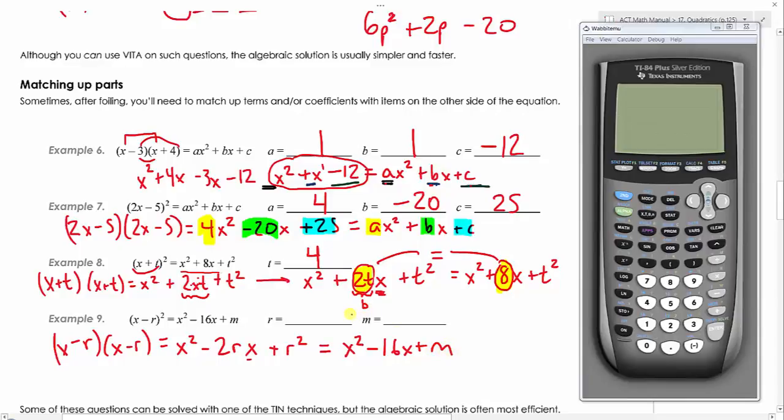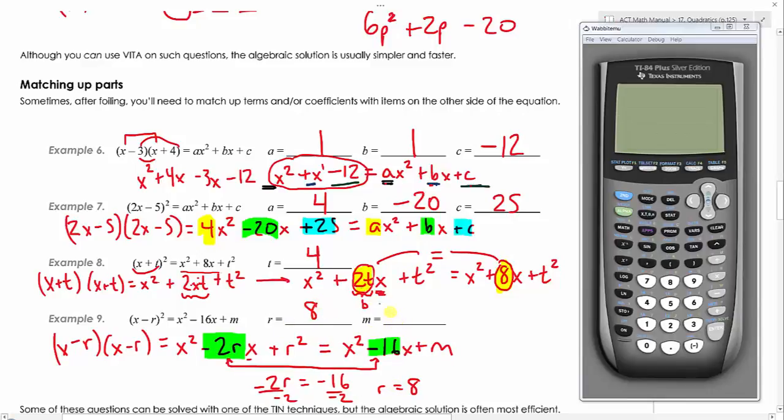Well, once again, we can do a little bit of matchup here, and we're going to do it with the b's again. We should be able to see that this negative 2r is the coefficient in front of the linear term on the left, and this negative 16 is the coefficient in front of the linear term on the right, and therefore, once again, those are our b's on each side, which means they match up, which means we can set up that equation negative 2r equals negative 16, divide by negative 2, divide by negative 2, we get r equals 8. Now, we have the r.